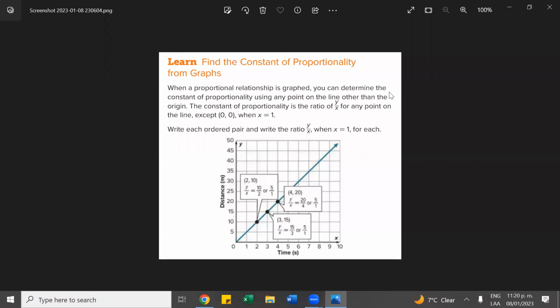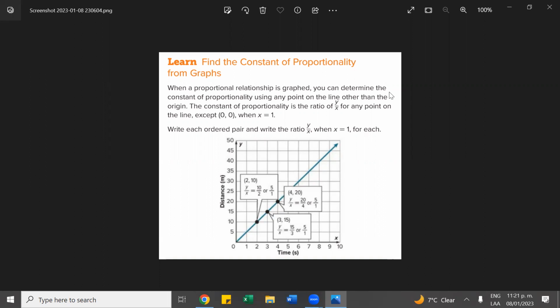Now, the second thing we're going to learn is to find the constant of proportionality from graphs. If we have a graph, we can see if the relationship is proportional or not proportional. Now, if you see this graph, it is a proportional relationship because it begins in the origin and it's a straight line. But it's asking what is the constant of proportionality. When a proportional relationship is graphed, like in this case, you can determine the constant of proportionality using any point on the line other than the origin.